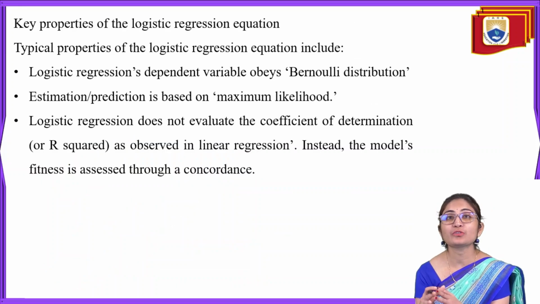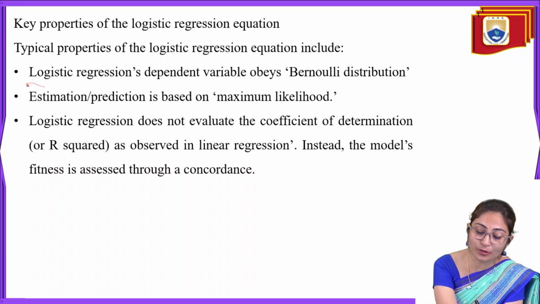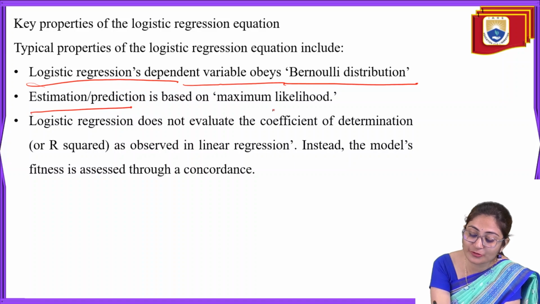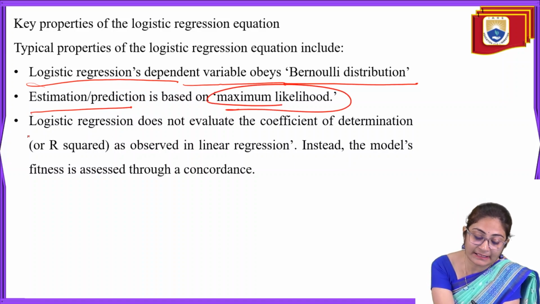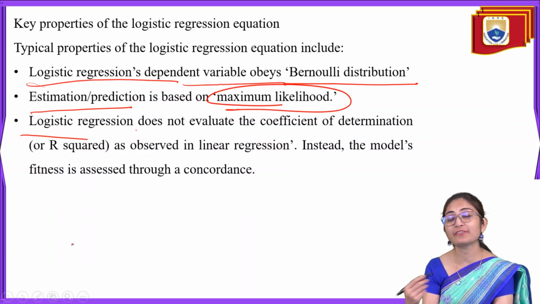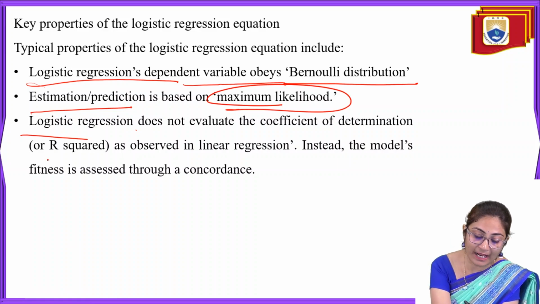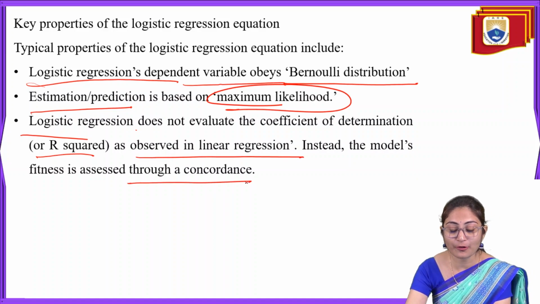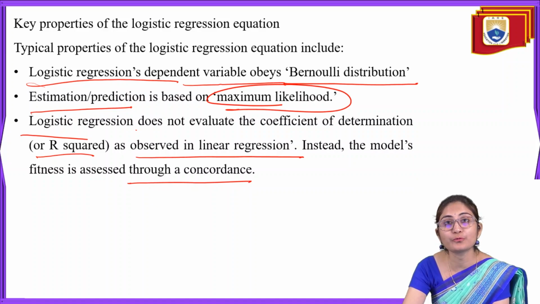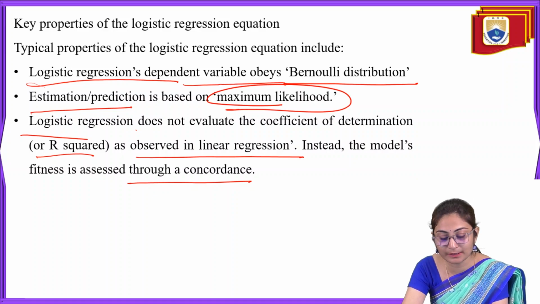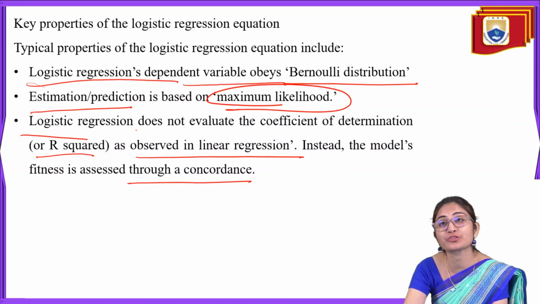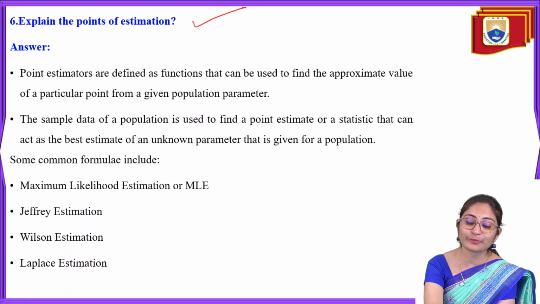So there are some key properties of the logistic regression equation. First one, the logistic regression dependent variable obeys the Bernoulli distribution. Then estimation and prediction is totally based on maximum likelihood. And the last one, logistic regression does not evaluate the coefficient of determination like R squared as observed in linear regression. Instead, the model's fitness is assessed through concordance. So these properties we have to follow. Logistic regression uses the dependent variable, and it follows the Bernoulli distribution. Estimation and prediction is based on the maximum likelihood value, and logistic regression does not evaluate the coefficient of determination. Then next one is explain the point of estimation.